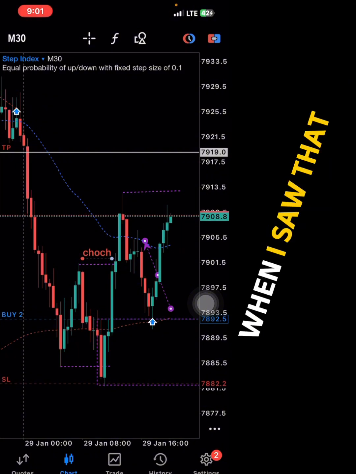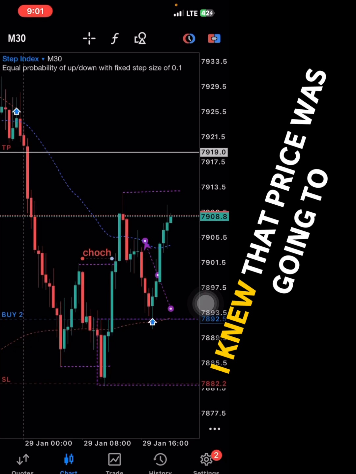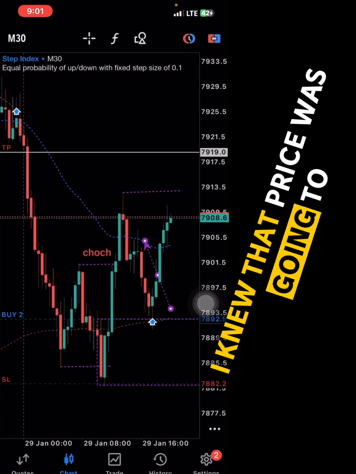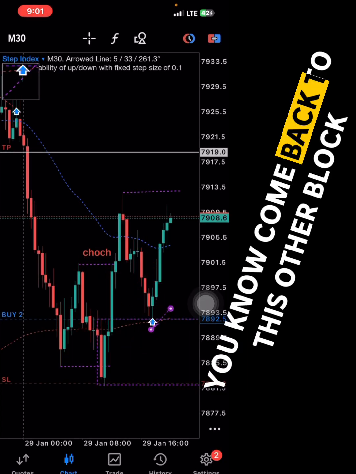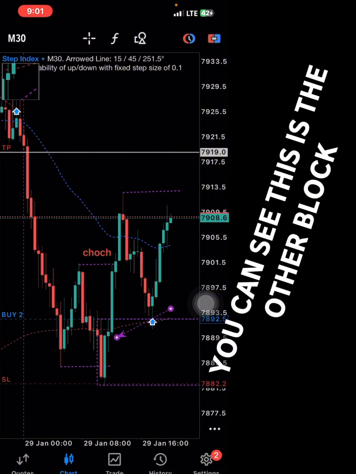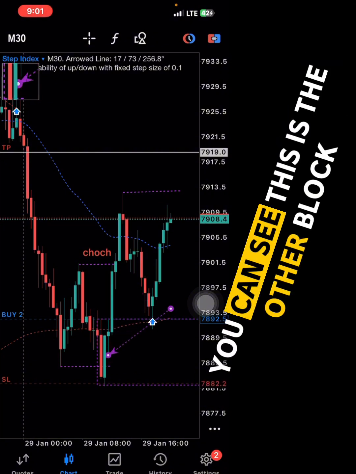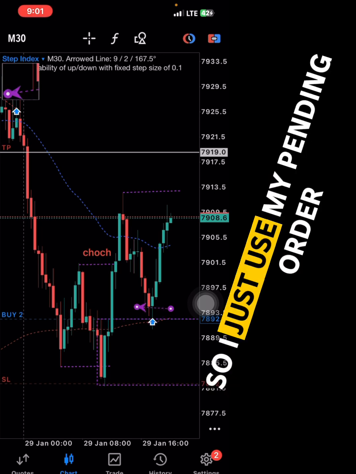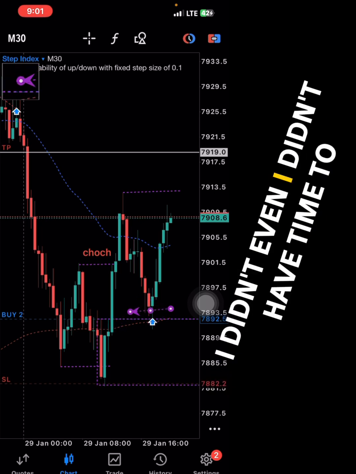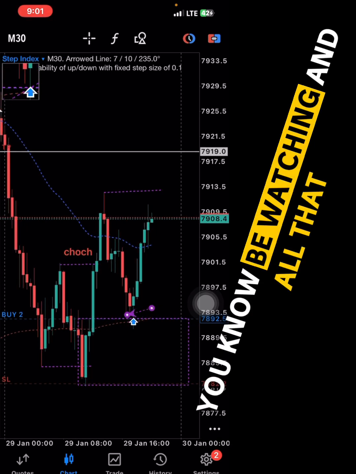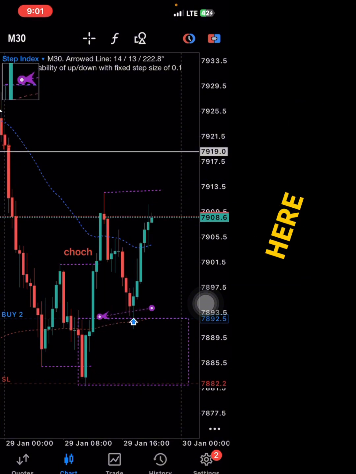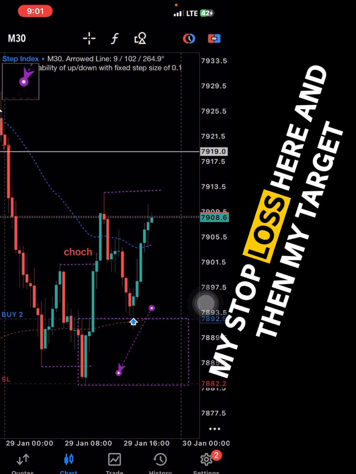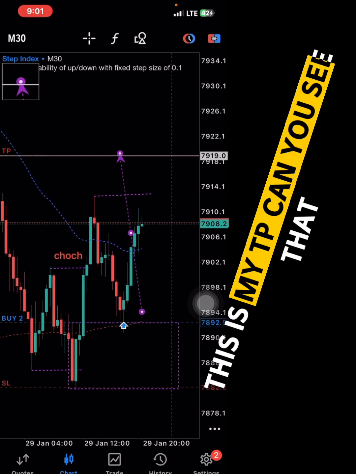When I saw that, I knew that price was going to come back to this order block. You can see this is the order block. This is the aggressive move, so I expected it to come here. I didn't have time to be watching and all that, so I just placed my pending order here, stop loss here, and then my target here. This is my TP. You can see that.